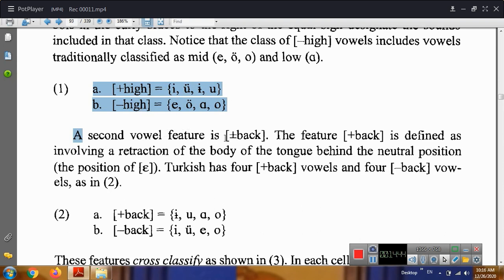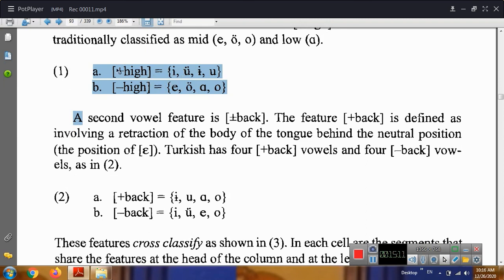A second vowel feature is back, plus back or minus back. The feature plus back is defined as involving a retraction of the body of the tongue behind the neutral position, for example, the position of A. Turkish has 4 plus back vowels and 4 minus back vowels. You can see them here.